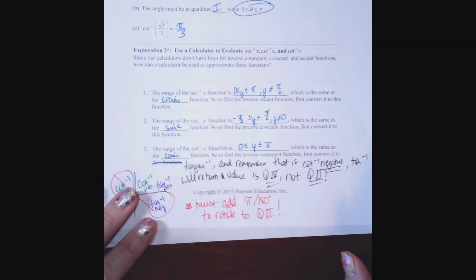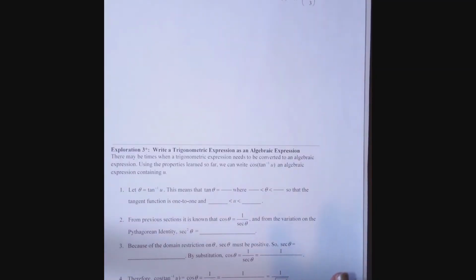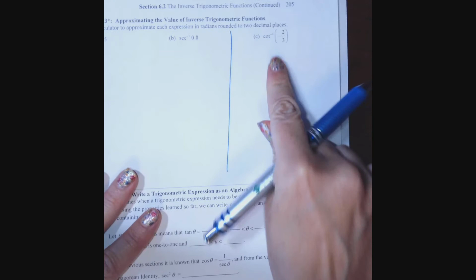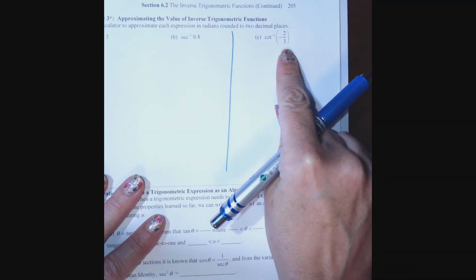All right, you know what? We're going to do one of those absolutely first. So we're going to look at the next page. We're going to do C, because that's what we just discussed. So we are going to focus on it right now before we forget. Cotangent inverse of negative 2/3. This is my function value.